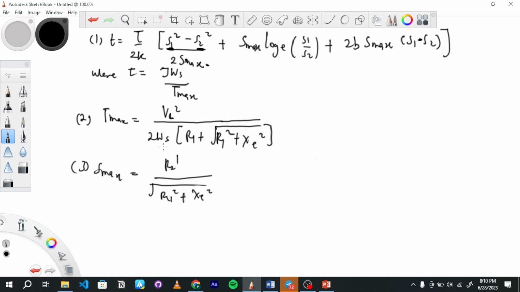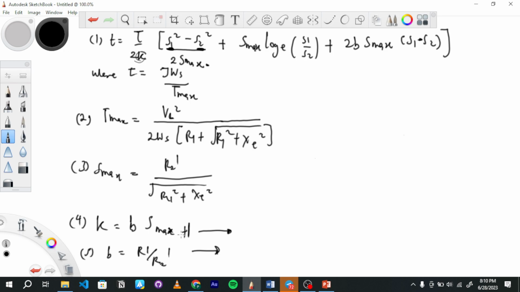Now over here, I also need to find this k. So that's another parameter, k. K is equal to b s max plus one. That's how you find your k. Now how do I find b? b is equal to R1 over R2 prime. So if I find my b, I can find my k, but I can't find k without finding s max.